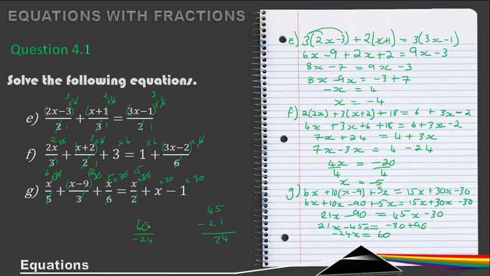we know that 6 can go into top and bottom, so 6 goes in there 10 times and in there 4 times. Then I can once again divide both sides, top and bottom, so that 2 can go in there 2 times, and 2 can go in there 5. So my final answer is basically going to be x is equal to negative 5 over 2.